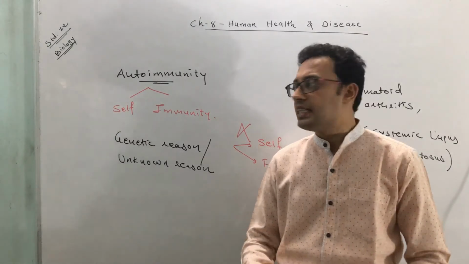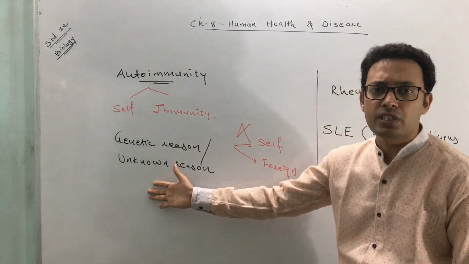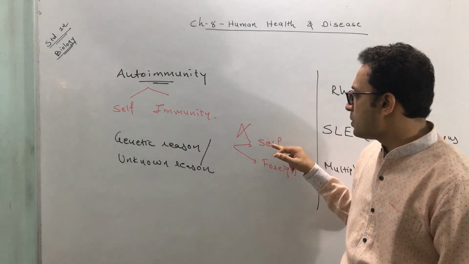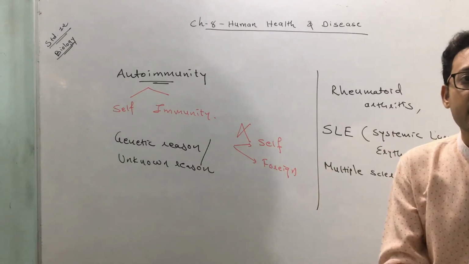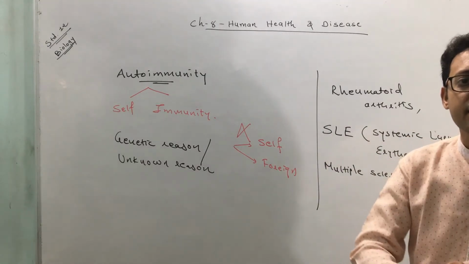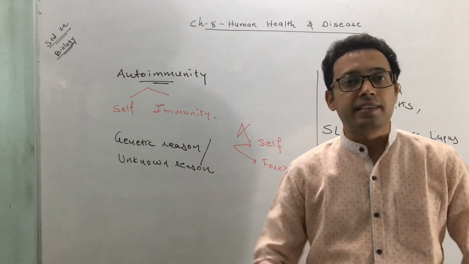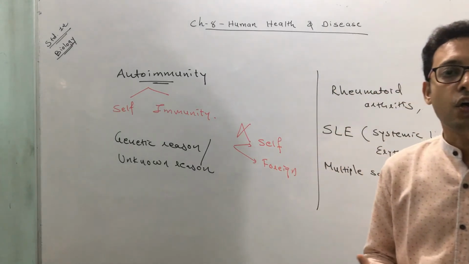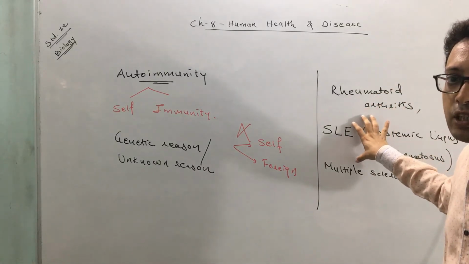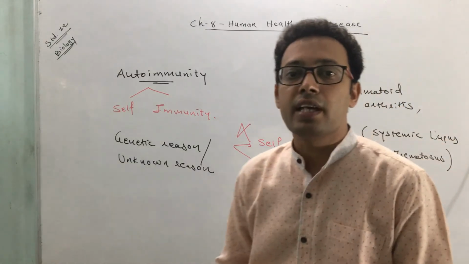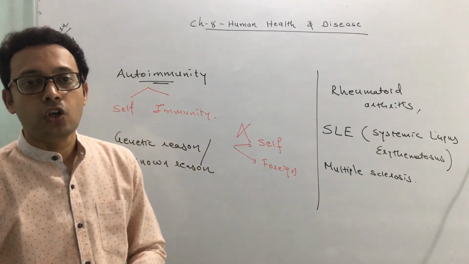Usually the immune system can easily identify the difference between self and foreign, but due to some genetic reason or unknown reason, it is not able to identify the difference between self and foreign, and it starts attacking our own cell or self cell, and destroys our own organs. Such a phenomenon is called autoimmunity. The disorders which occur due to autoimmunity are called autoimmune disorders. Examples are rheumatoid arthritis, systemic lupus erythematosus, and multiple sclerosis. So that is about autoimmunity.